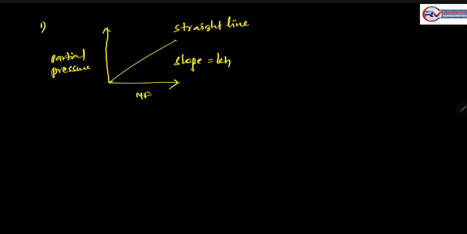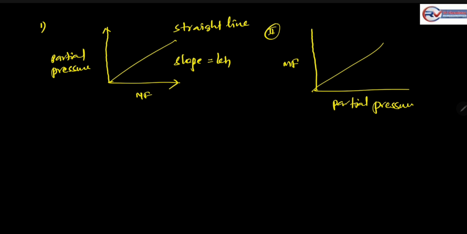Look at the next graph. The graph plotted between mole fraction versus partial pressure. Mole fraction versus partial pressure. The slope equals 1 upon KH.